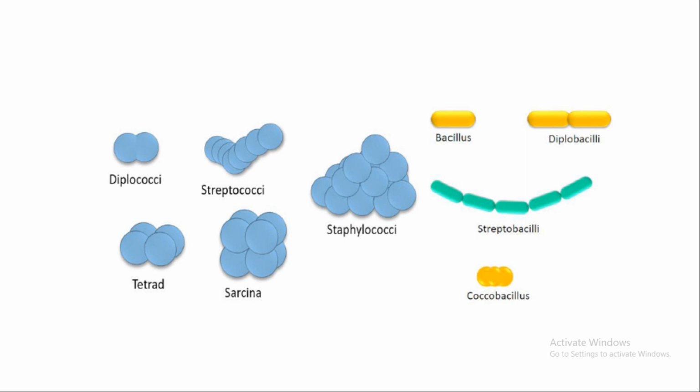Apart from this, you have comma shaped cells called vibrio, then spiral shaped cells called spirochetes or spirilla. Based on the cell shape, you have different names for the bacterial cells.